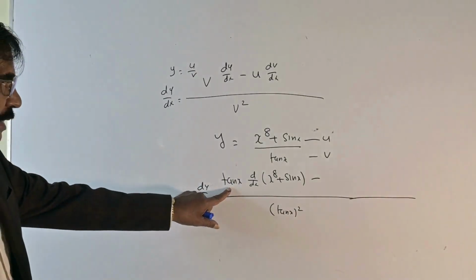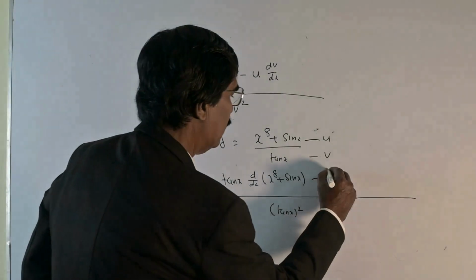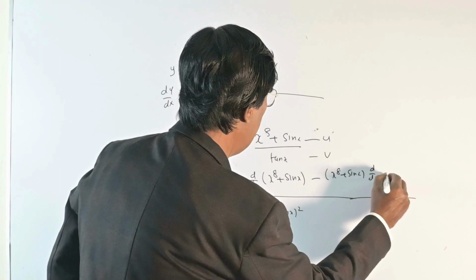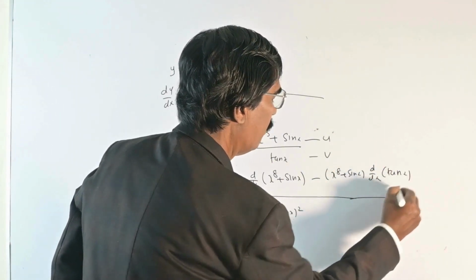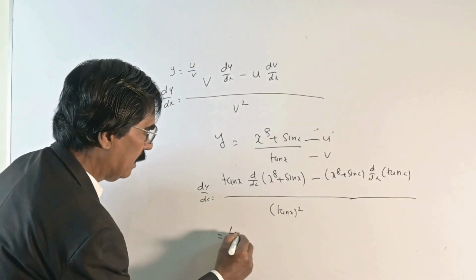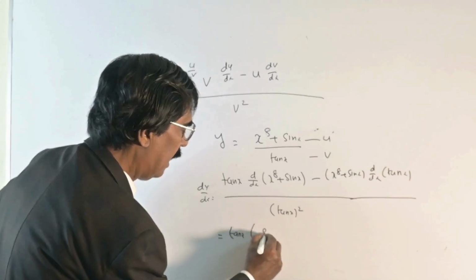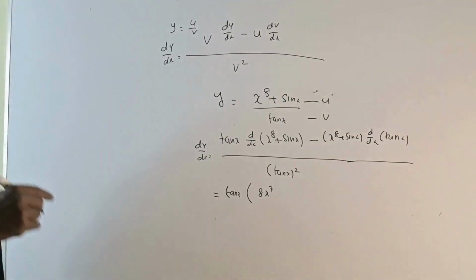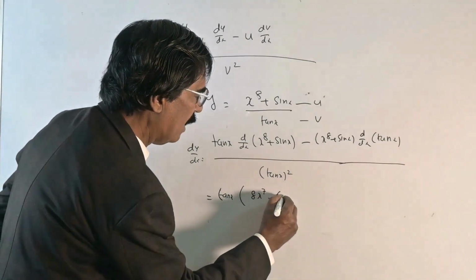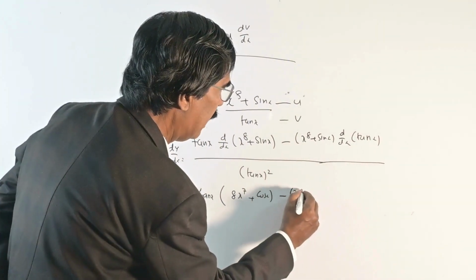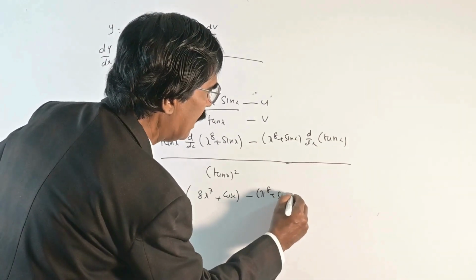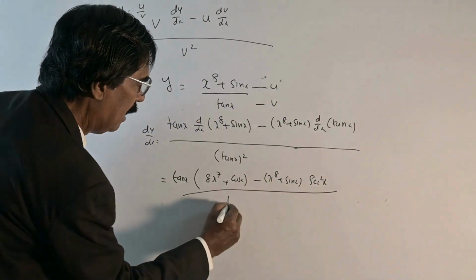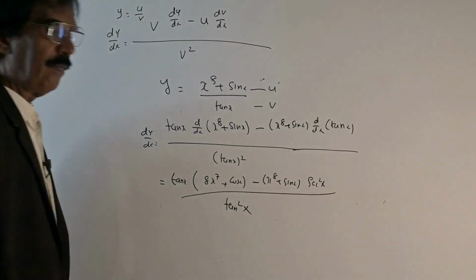I just take tan x as it is, differentiating this. Next, x power 8 plus sin x as it is, d by dx of what? Tan x. Look, tan x, this is 8x power 7 when you differentiate this, x power n formula, n into x power n minus 1. Sin x when you differentiate, cos x, minus x power 8 sin x as it is, differentiating tan x, secant square x, divided by tan square x.